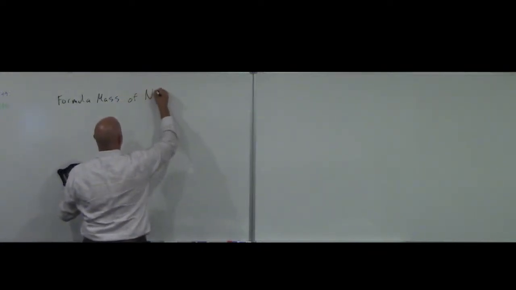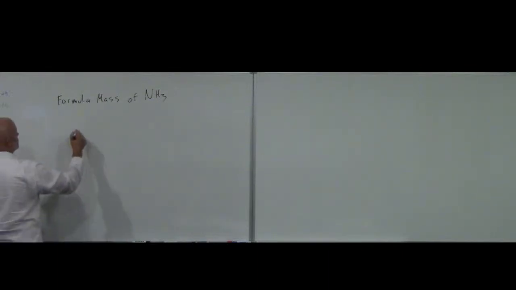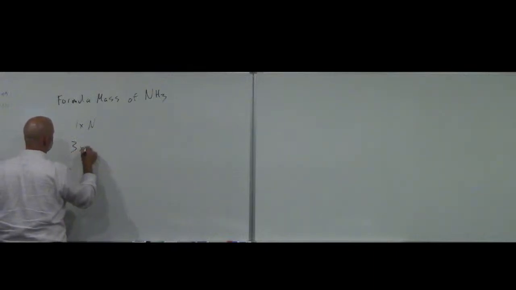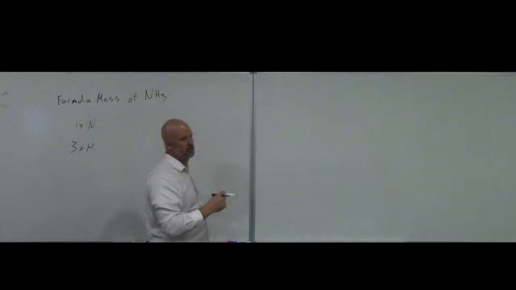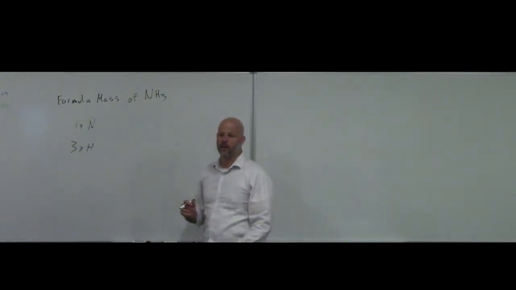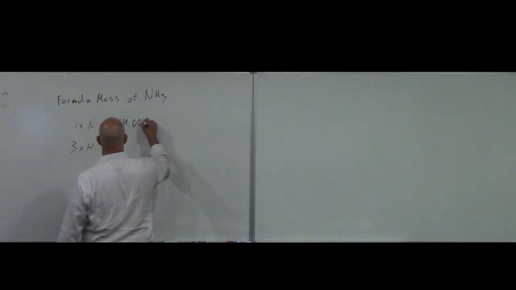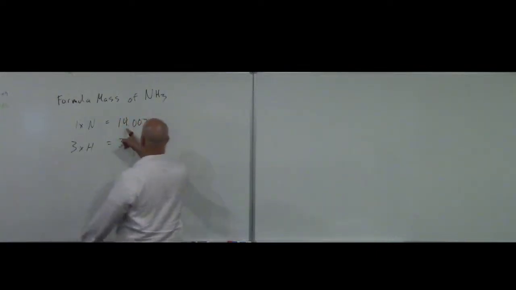of NH3, right? So I know that's 1 times nitrogen and 3 times hydrogens. What's the mass of nitrogen? 14.007. What is it for hydrogen? Can you say that one again? 1.008. So this one's good.